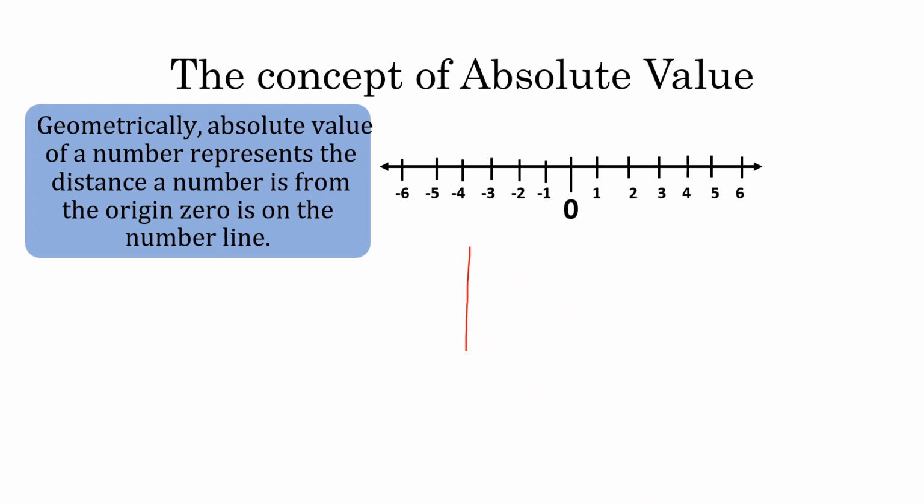Let's start with any number, 3. From what we said, it is the distance a number is from the origin 0 on the number line. So this is 0. I jump 1, 2, 3. So the distance is 3. So the absolute value of 3 is 3. I make 3 jumps before I get to 3.